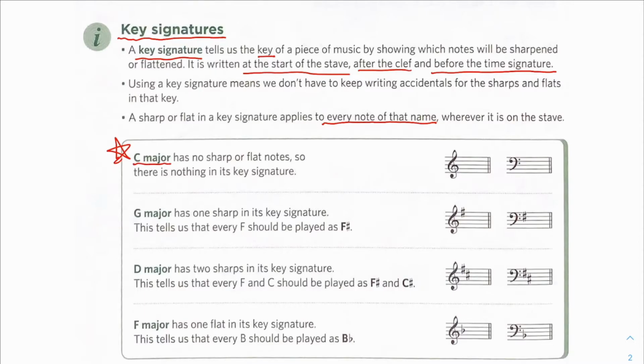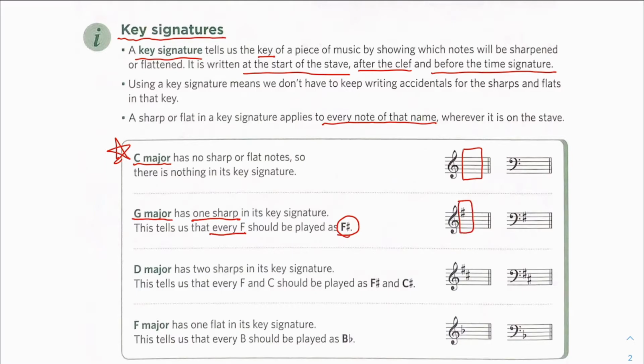Let's take a look at the box here. C major has no sharp or flat notes, so there is nothing in its key signature. So this is where the key signature is, and there's nothing because there are no sharps or flats in C major. G major has one sharp in its key signature. This tells us that every F should be played as F sharp. So this is the key signature of G major in treble clef, and this is the key signature of G major in bass clef. Basically it's just a sharp on the F line.